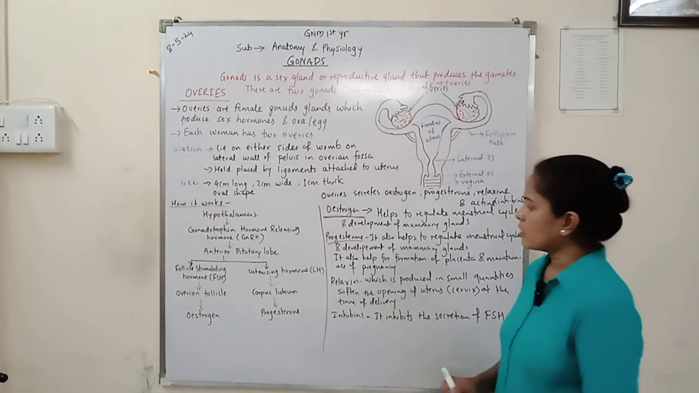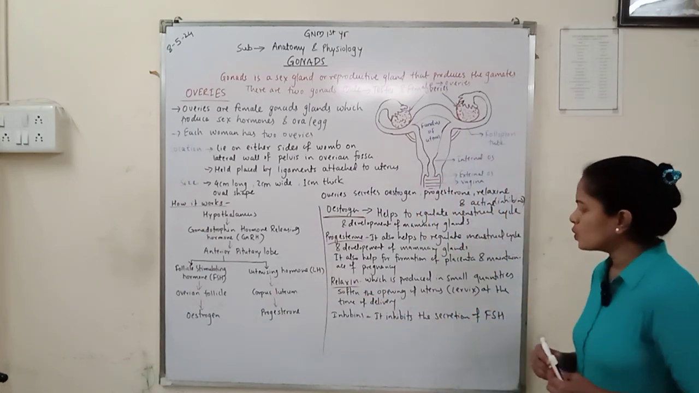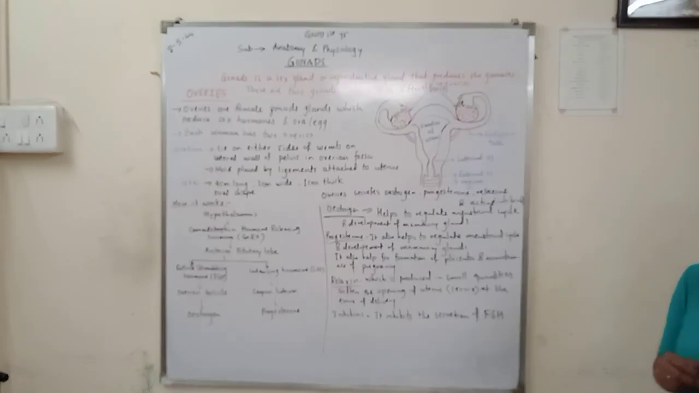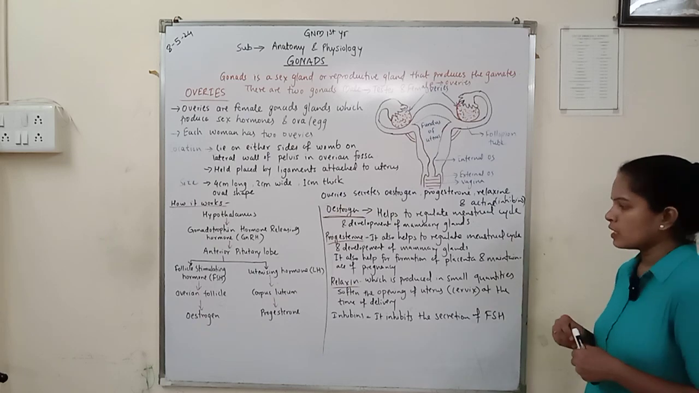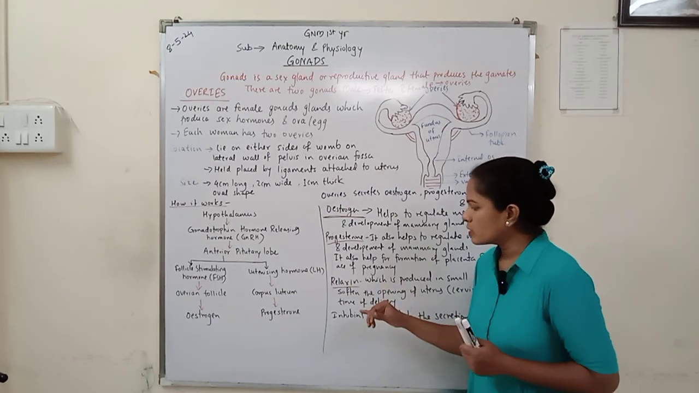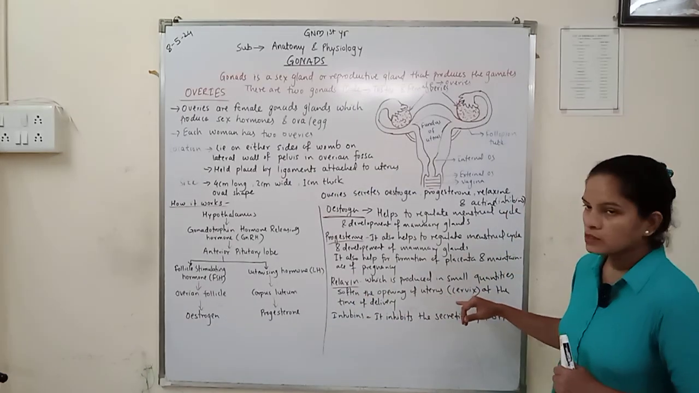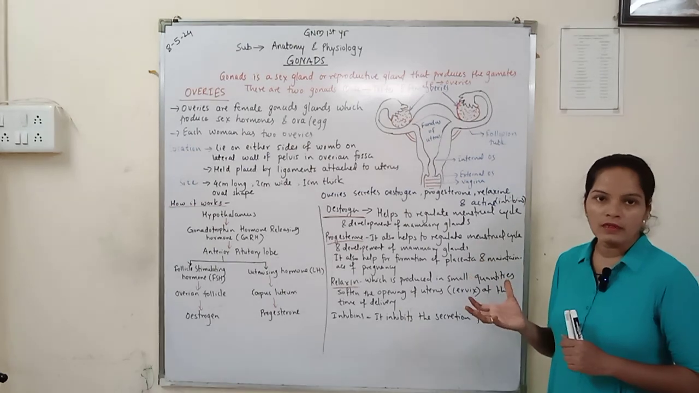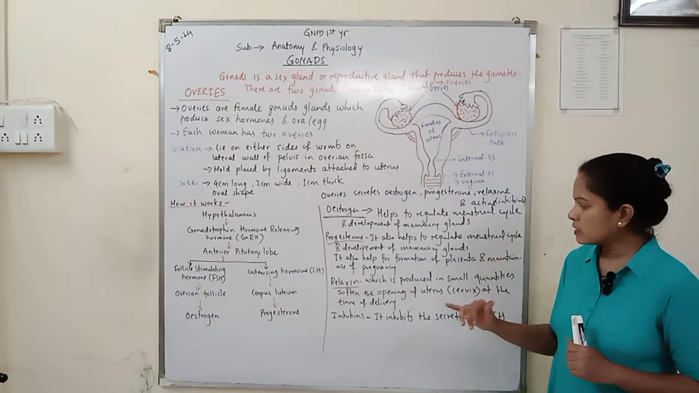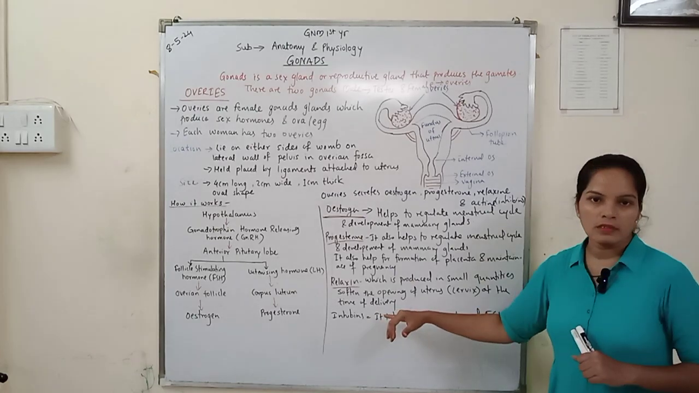Then the next hormone is relaxin. The relaxin is produced in small quantity; it is secreted in very small quantity from the ovaries. So what is the work of the relaxin? It softens the opening of the uterus. What is the opening of the uterus called? Cervix, at the time of pregnancy.